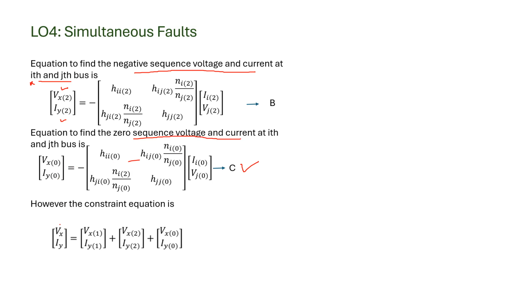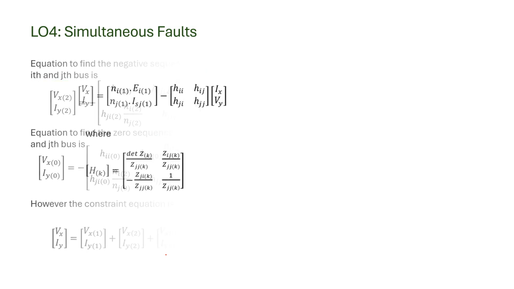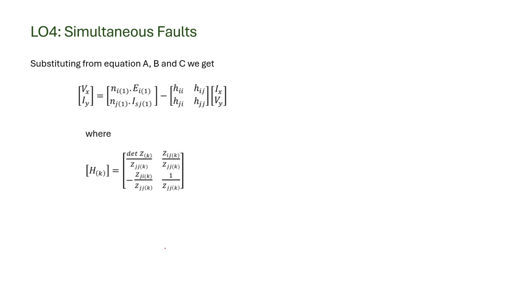The constraint is that Vx, Iy is equal to the sum of Vx1, Vx2, Vx0. This we now have to substitute here from equation A, here from equation B, and here from equation C. Then, arranging the terms, we get this final equation. So this is the model which you can use to find the voltage and the current at the faulted location.